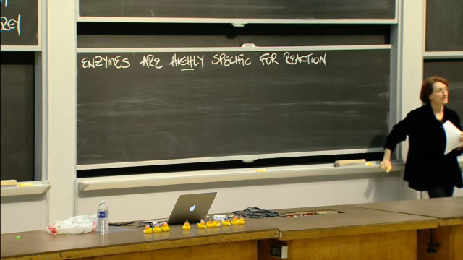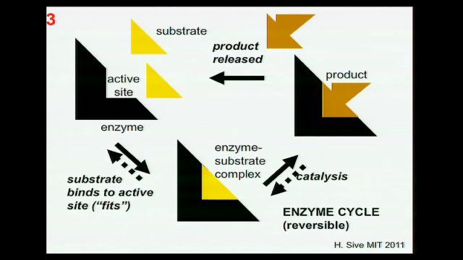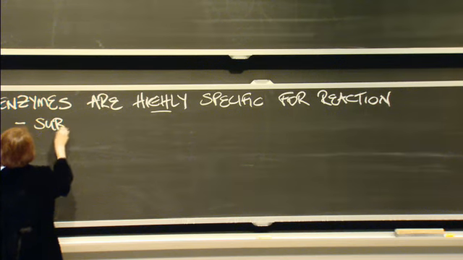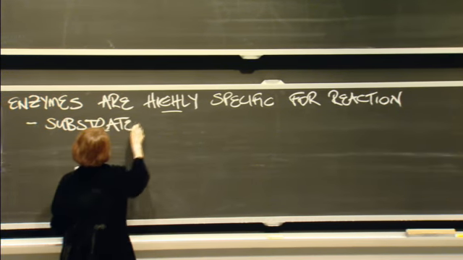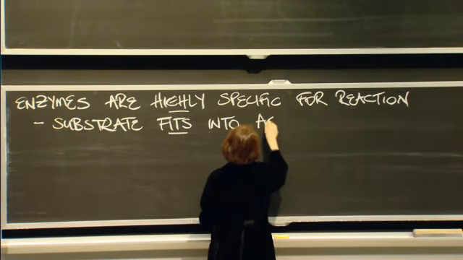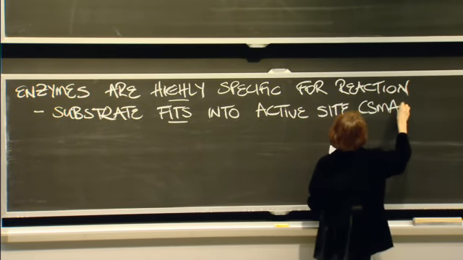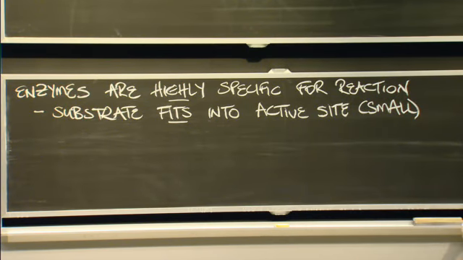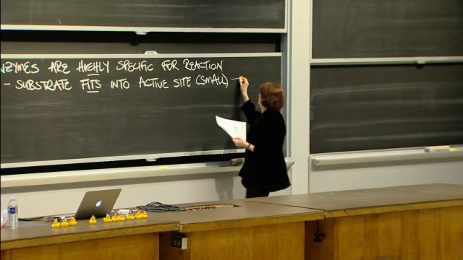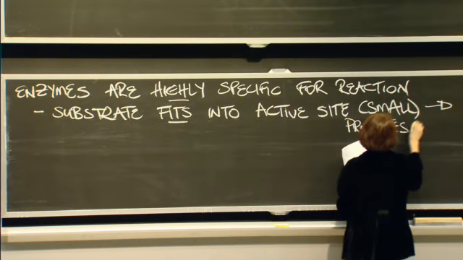And they maintain this specificity by fitting the substrate into what I've got on the screen there, the active site, which is a particular part of the enzyme, a particular part of the protein. And the deal is that the substrate fits into a part of the protein called the active site. The active site is a very small part of the protein. And it's this interaction with the protein and the active site that promotes the transition state.